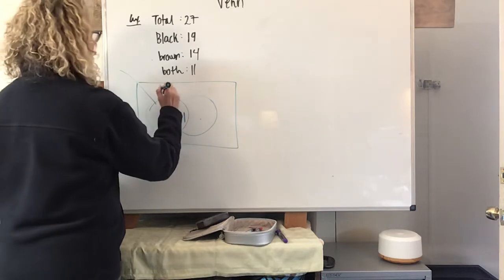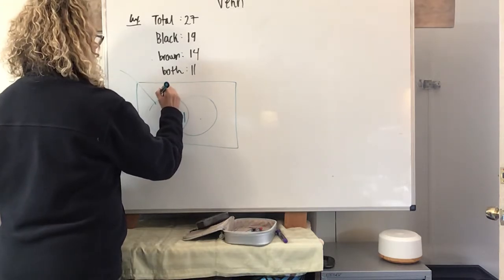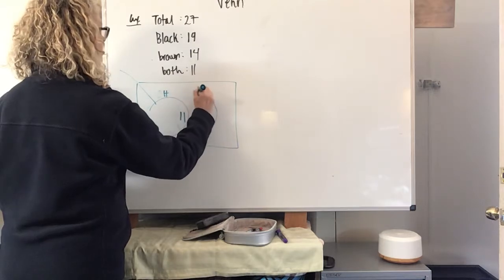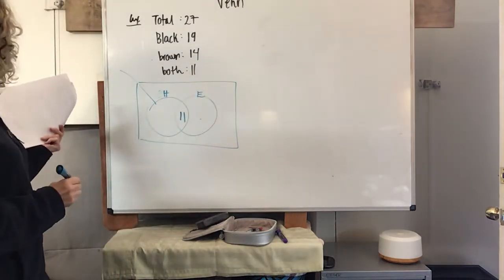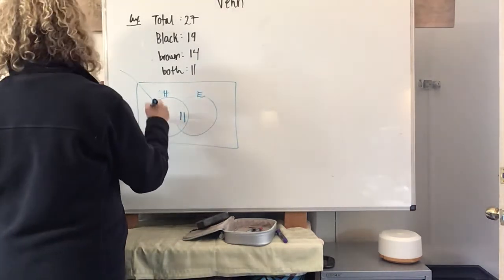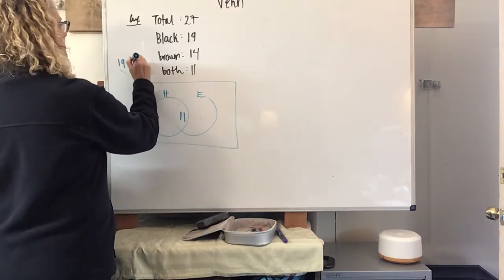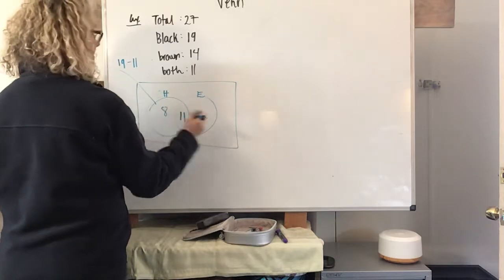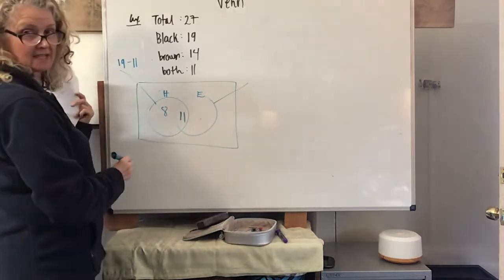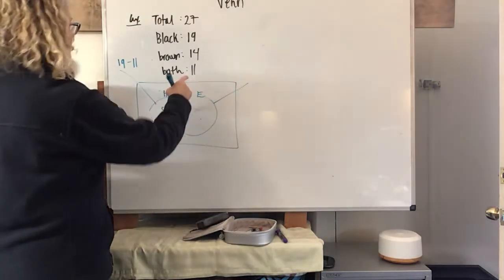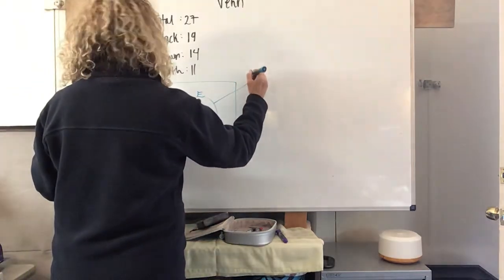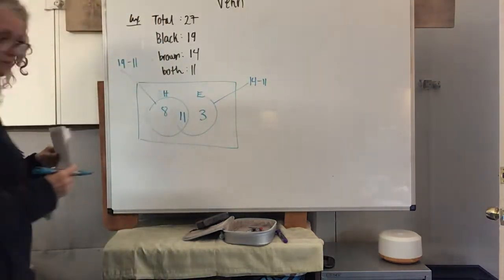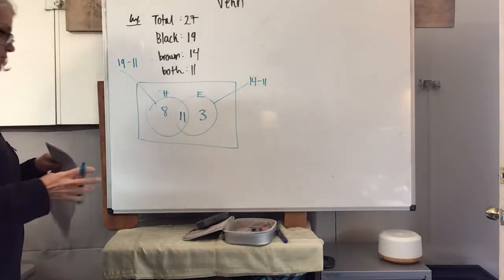Now to find, we're going to do black hair and brown eyes here. To find the number that only have black hair, we're going to take 19 and subtract the overlap, which gives us 8. And then to find the ones that have only brown eyes, you're going to do the exact same thing. You're going to do 14 minus 11, and hopefully you get 3. Now we're ready to answer the questions.